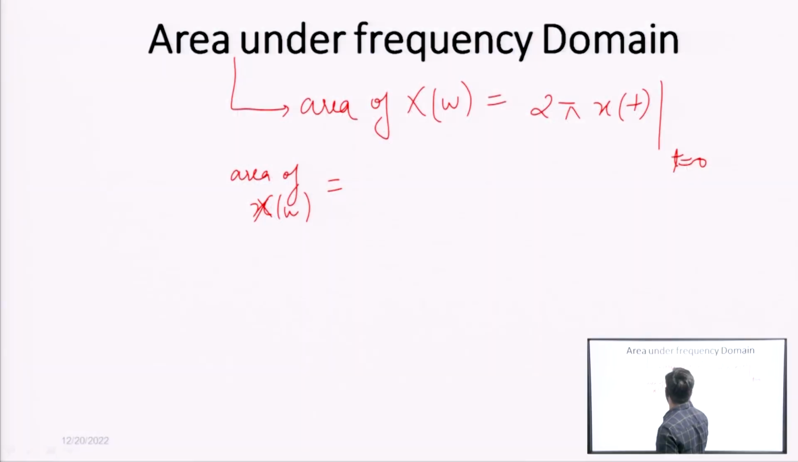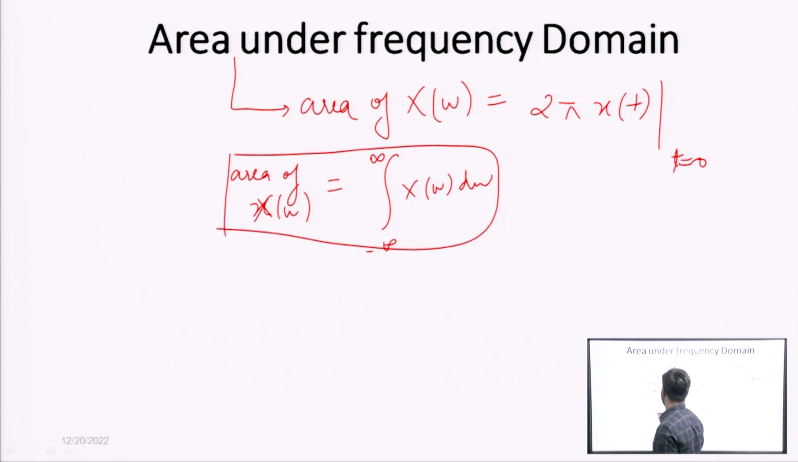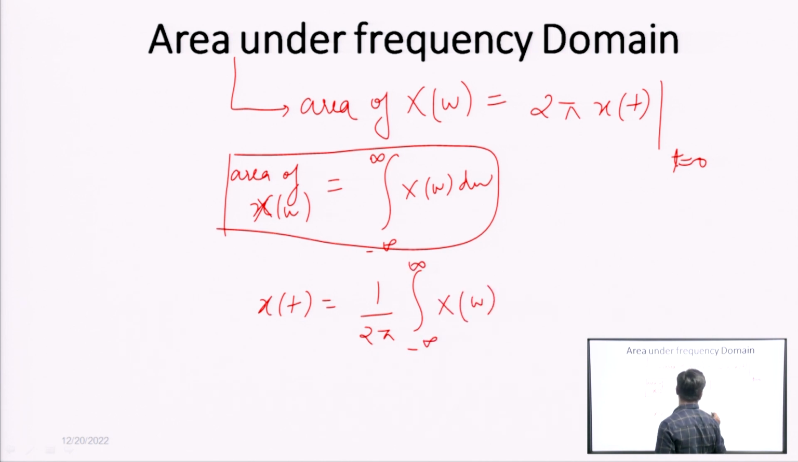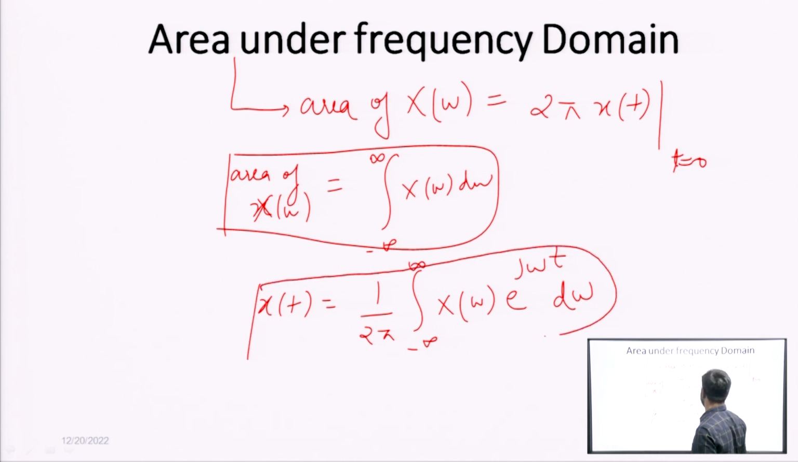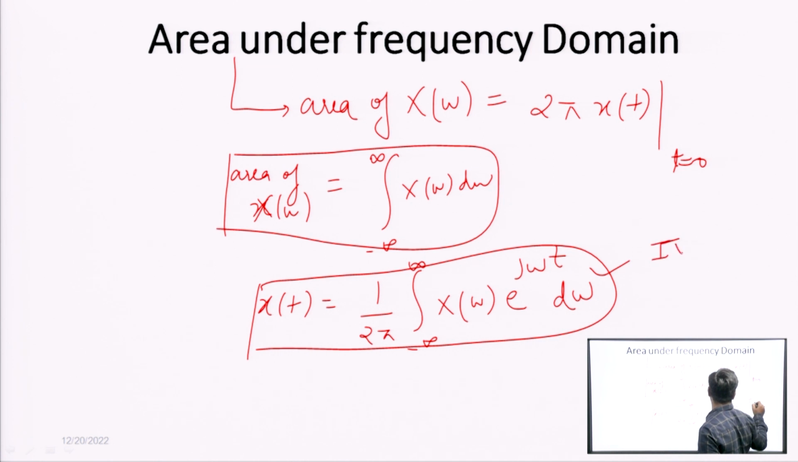It will be basically the integration from minus infinity to infinity of X(omega) d omega. So, we are required to find this. We know x(t) is 1 upon 2 pi times the integration from minus infinity to infinity of X(omega) e to the power j omega t d omega. If you remember, this is basically the inverse Fourier transform.